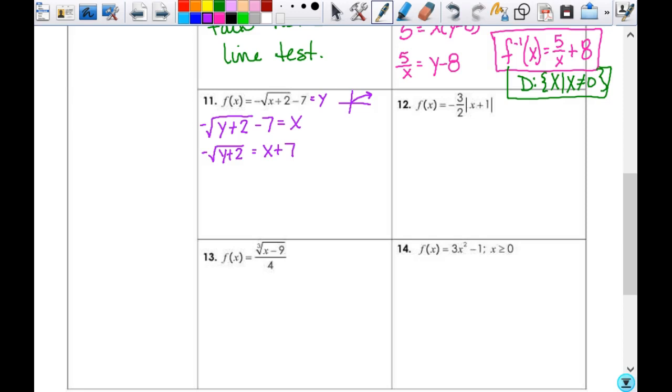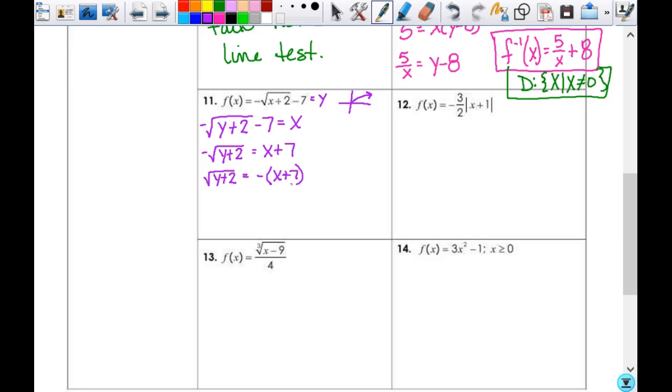Okay, divide by -1 or multiply by -1, does it matter either way? Okay, so I'm going to multiply both sides by -1. So I get square root of y plus 2 equals negative times x plus 7. Again, I'm not distributing because I want it factored out if I have to graph it eventually. Does that make sense to you?